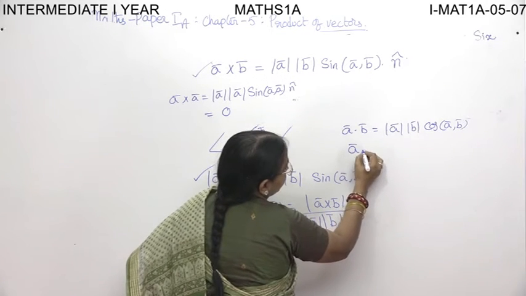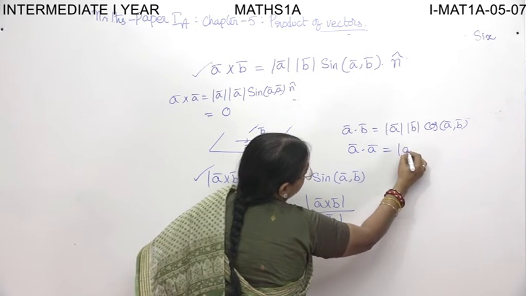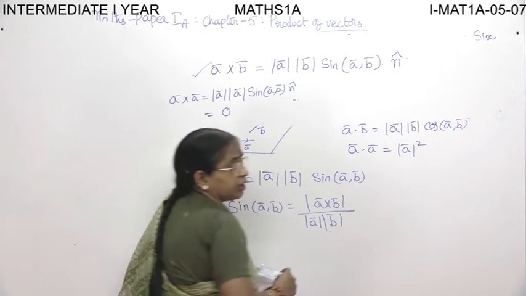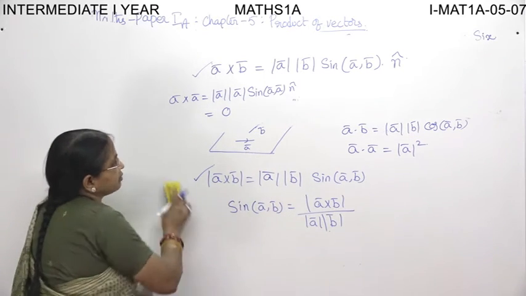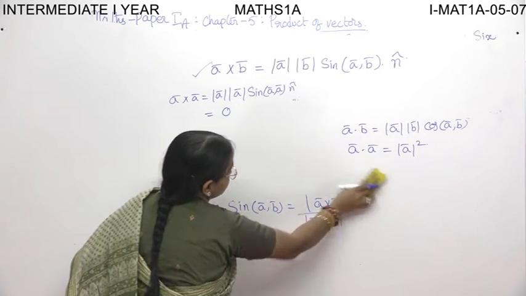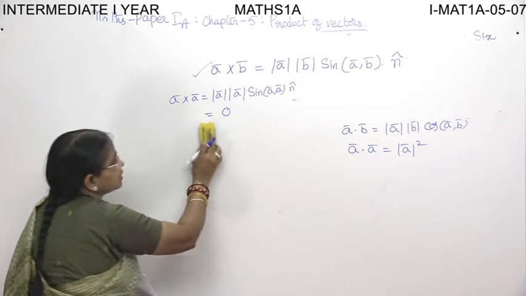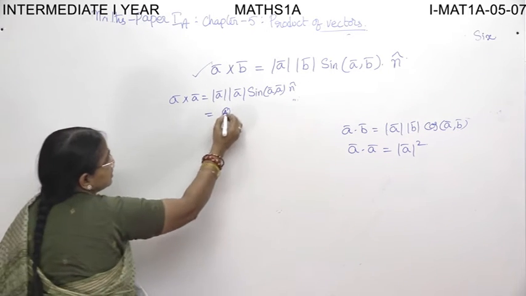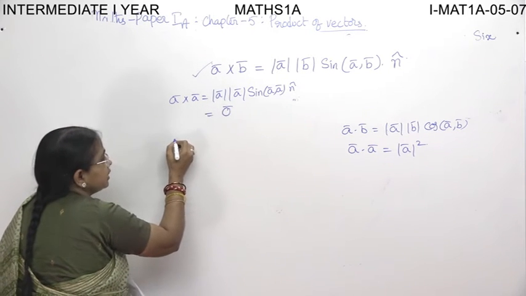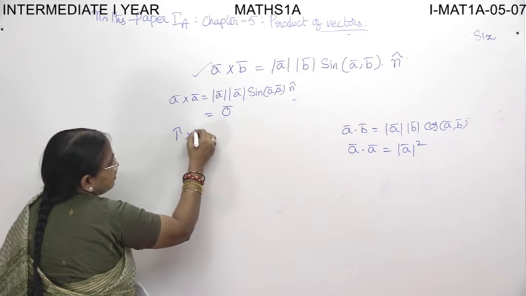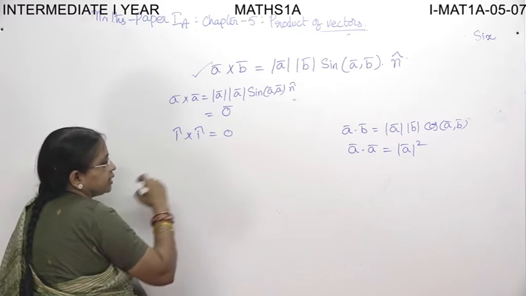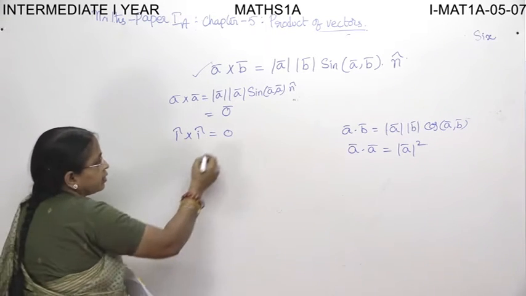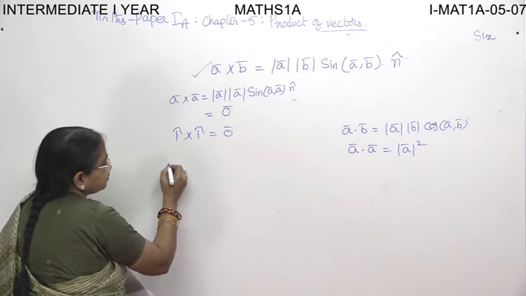Whereas in dot products, A dot A is equal to mod A square. A dot A is equal to mod A square, whereas A cross A is 0. When the two vectors are the same, its value is 0. In the same way, I cross I will be 0, J cross J is 0, K cross K is also equal to 0.